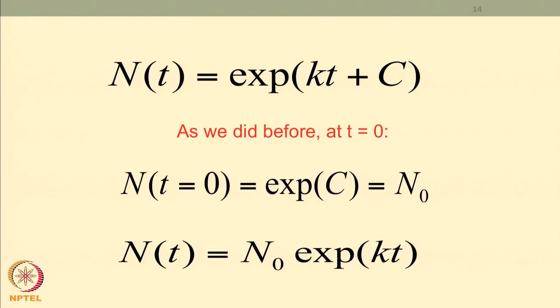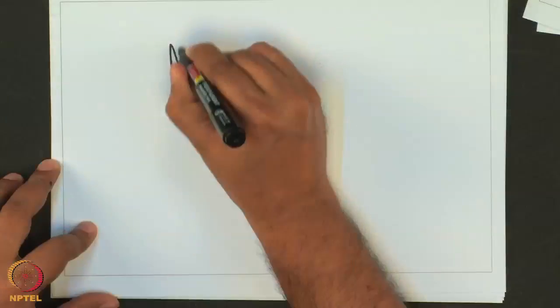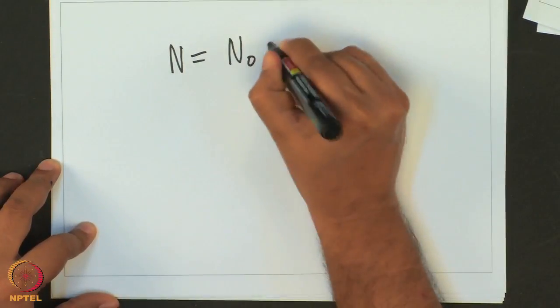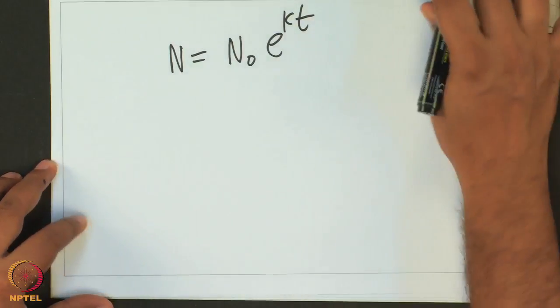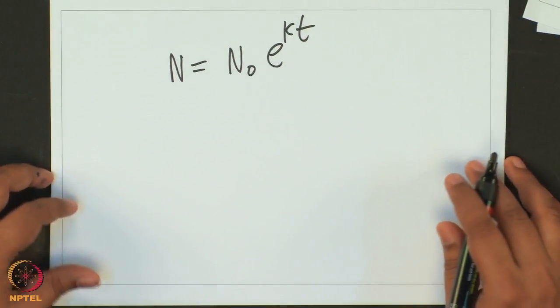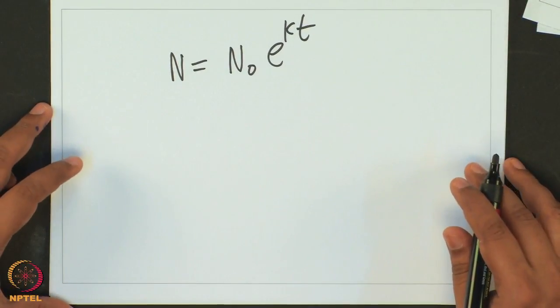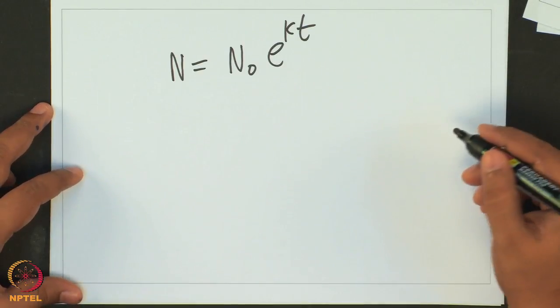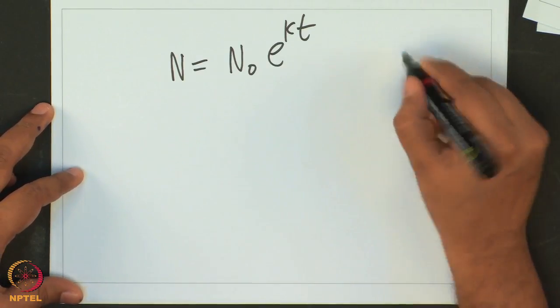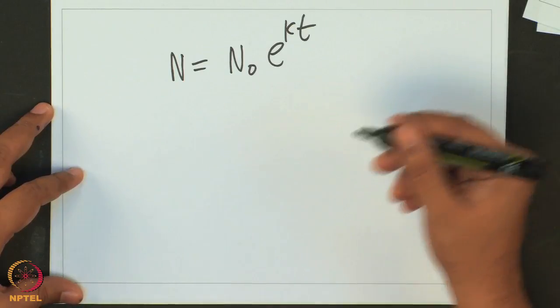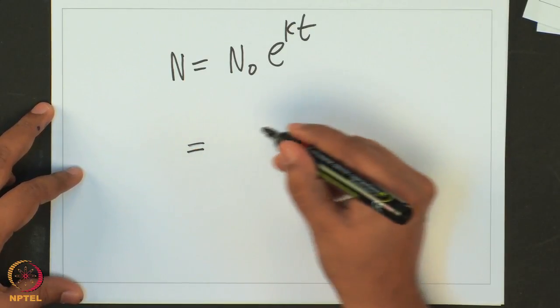So what we have is n is equal to n0 e power kt. This is an example of an exponential growth. But very often we would get 2 power something, right? We would get 2 power something. So now let us think of this.